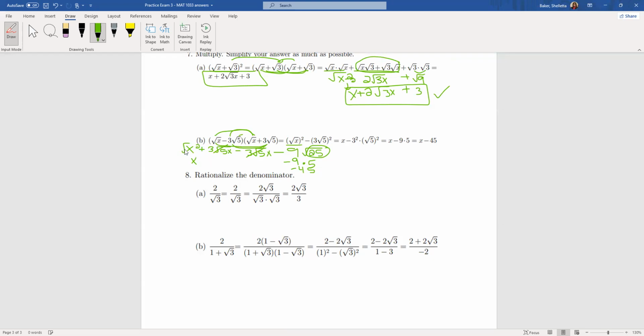The square root of x squared just gives us x. So our answer is x. These two middle terms canceled out, minus the 45. This is our answer.